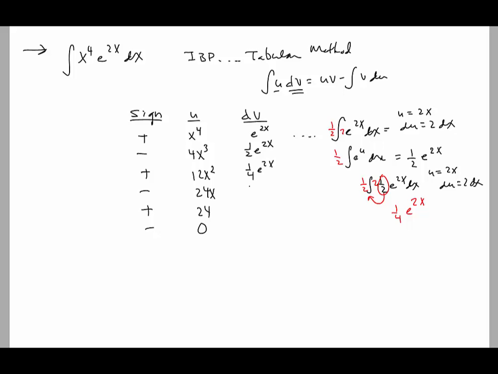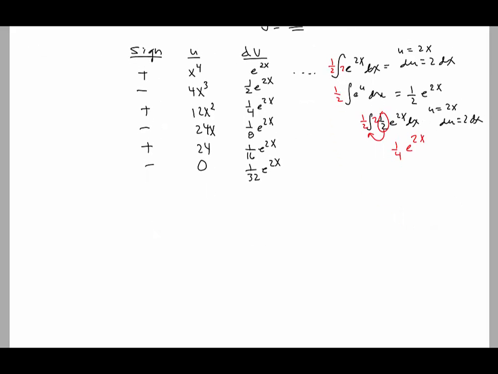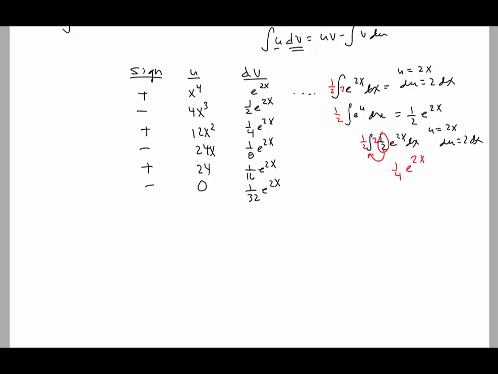So what happens is this coefficient out front just keeps getting multiplied by a half. So I'd have 1/8, 1/16, and then of course 1/32. So this is a lot easier than trying to keep track of all those signs, and in this tabular method with the table, it's a lot easier to see your sign changes and write out your solutions as well.